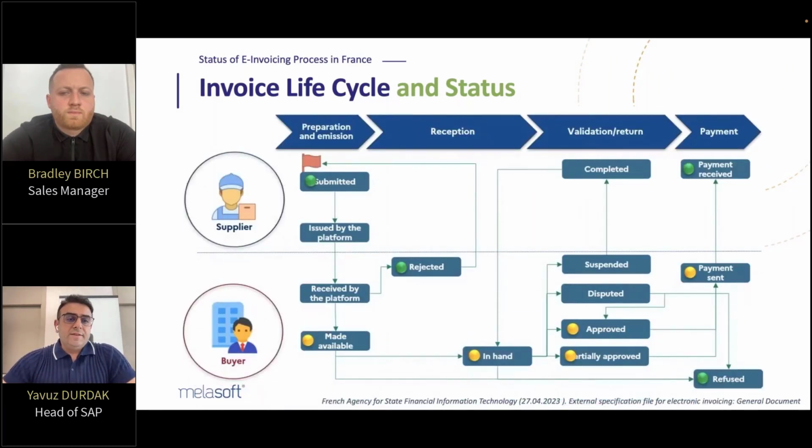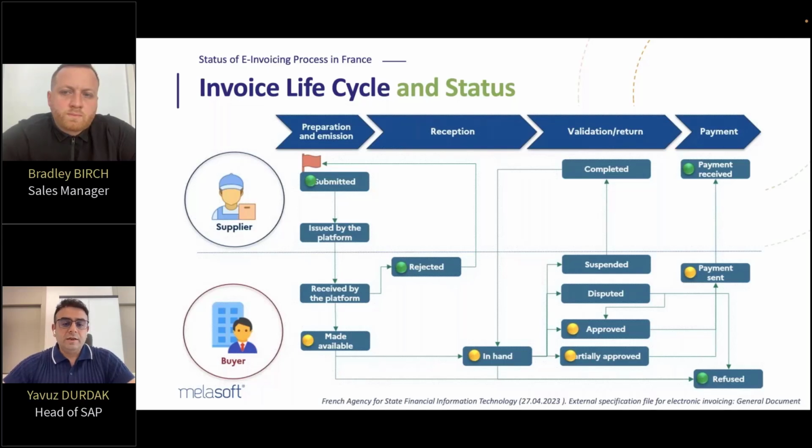In the transmission of invoices, we have an invoice lifecycle starting from invoice creation and ending with the payment process. During this life cycle, we have different statuses defined for the invoice. For instance, once an invoice is created and submitted to the platform, the portal, the invoice status is updated as submitted. When it is issued by the platform, its status is updated to issued by the platform.